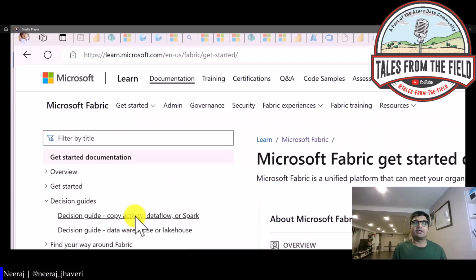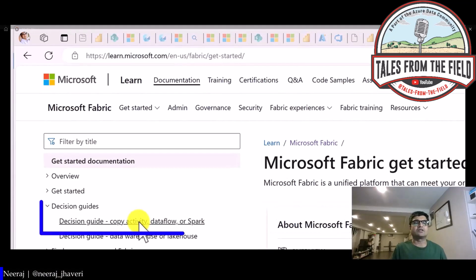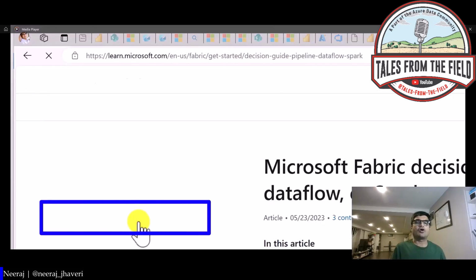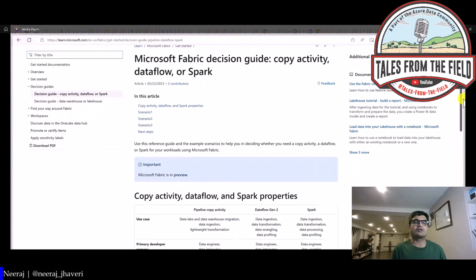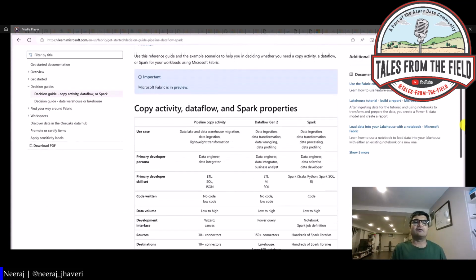Now, another question that we usually get is data pipeline, data flows, or Spark notebooks. So I have another document that I want to share with you that can help you make that decision also. Let's open up the MS document again, and let's head to the same decision guide. When you click on the decision guide, go to copy activities, and it goes to copy activities, Dataflow, or Spark. They have the same criteria given up here.